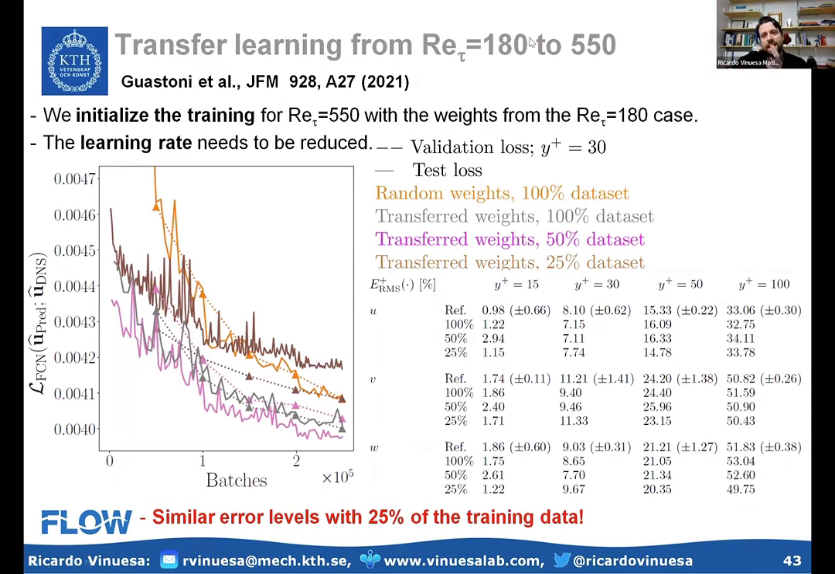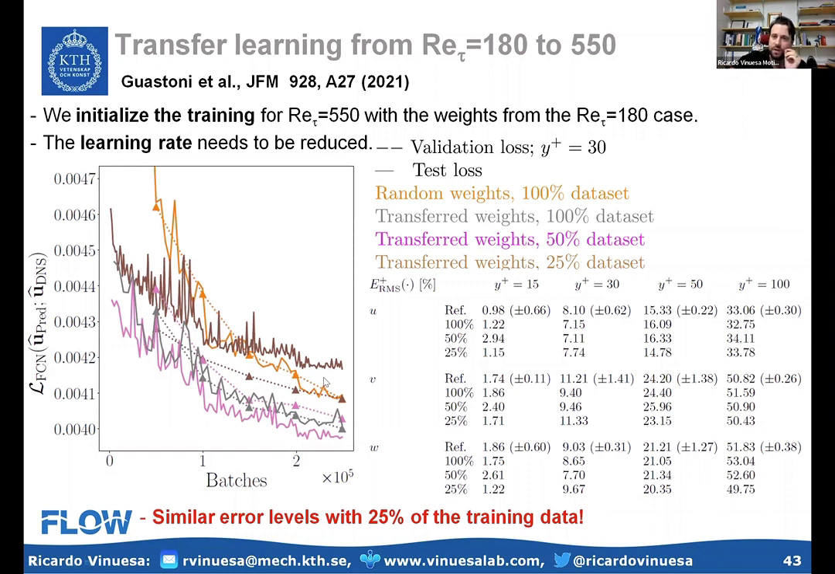So we initialize the network for the high Reynolds number predictions with the weights of the 180. And then what we compare is the loss function as a function of the batches of the training of the network for 550, considering 100% of the training dataset, 100% of the training dataset with transfer learning, 50% and 25%. 25% would be this brown line that you see over here.